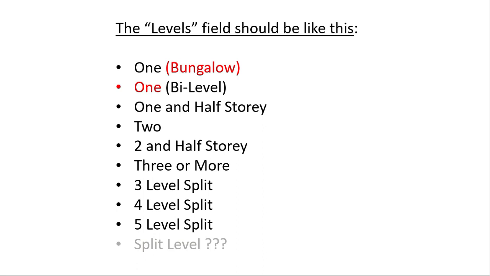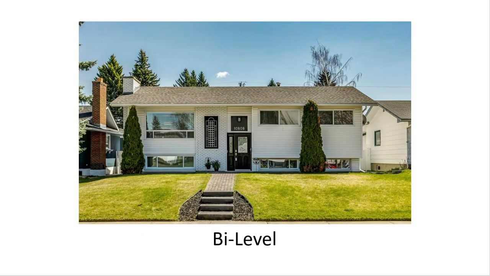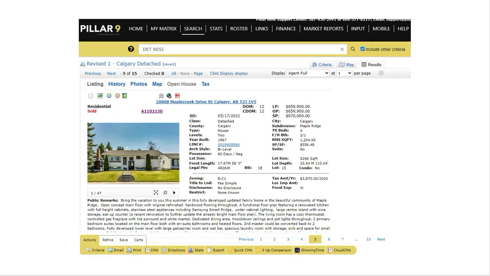However, there's another item here that's creating a lot of confusion, and that's this one, because that's referring to a two-story, but it doesn't say that. It says 2. So let's see how that's a problem. Let's look at an example here. This is a bi-level. Obviously you can tell immediately. Here's the listing. He's got it listed as a bi-level under architectural style, but under levels he put 2.